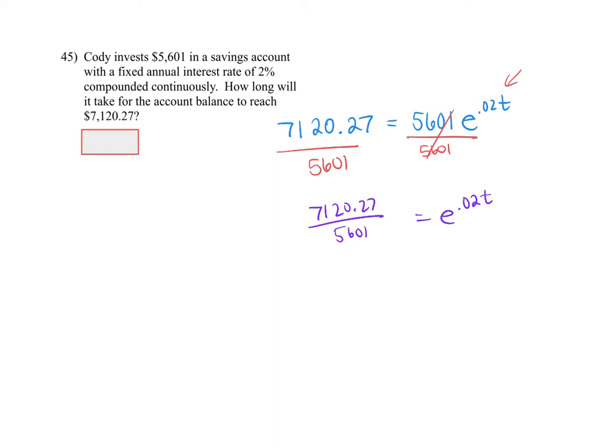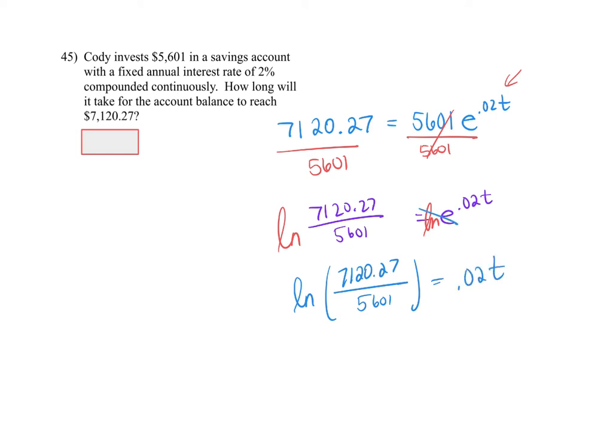To get rid of that e, I take the natural log of both sides, right? So now I have the natural log of this guy right here. Oh, and I wrote it backwards. This is 7,120.27 over 5601. And now over here, these cancel, leaving 0.02 times t. So in your calculator, we're going to divide both sides by this 0.02. In your calculator, you can do natural log, open parentheses, 7120.27 divided by 5601, close parentheses, divided by 0.02.